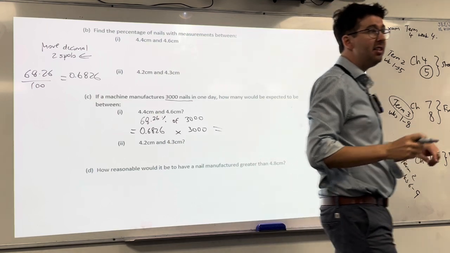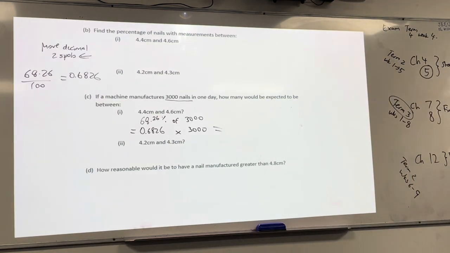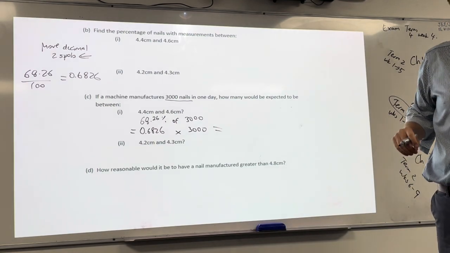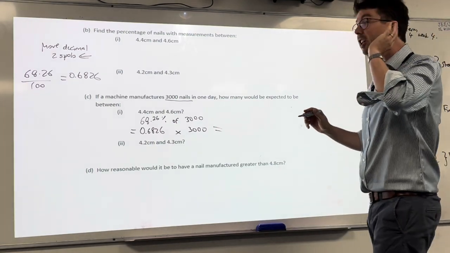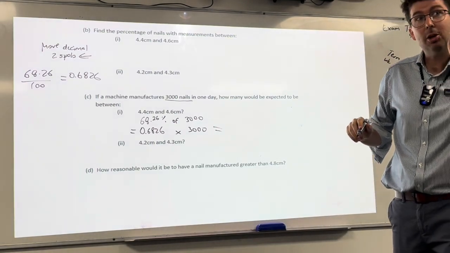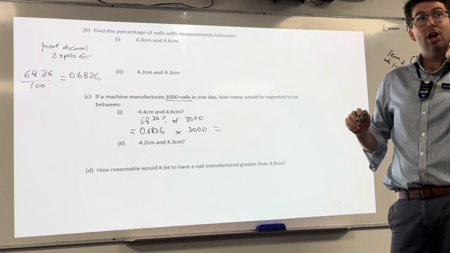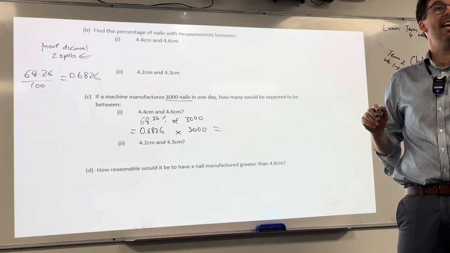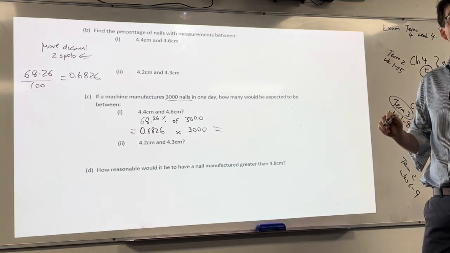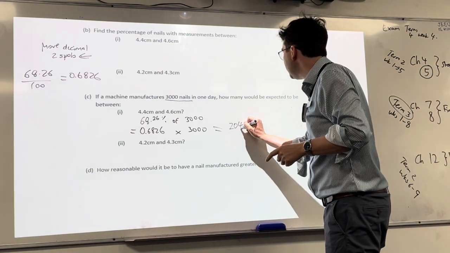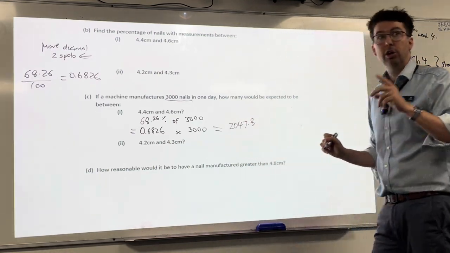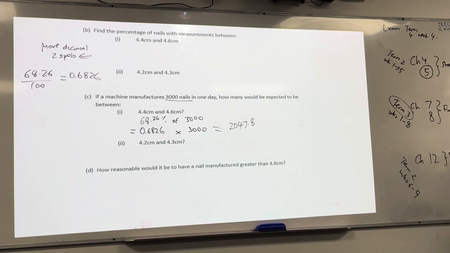0.6826 times 3,000. Can someone use their calculator? Type it in. Give us an answer. You have to round. What was the answer? 2048. Can you give it to me as a decimal first? Just so we can talk about that. 2047.8. Okay, good, thank you.